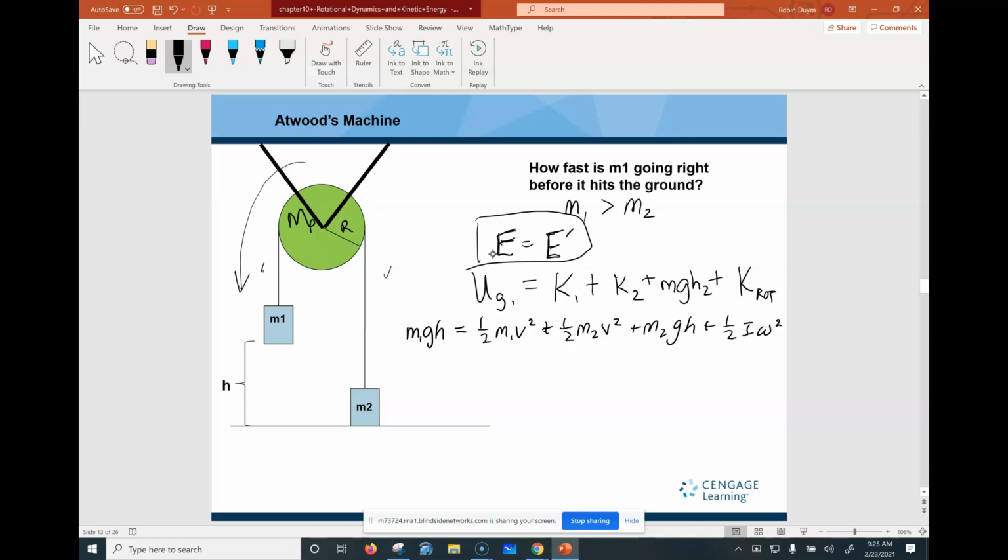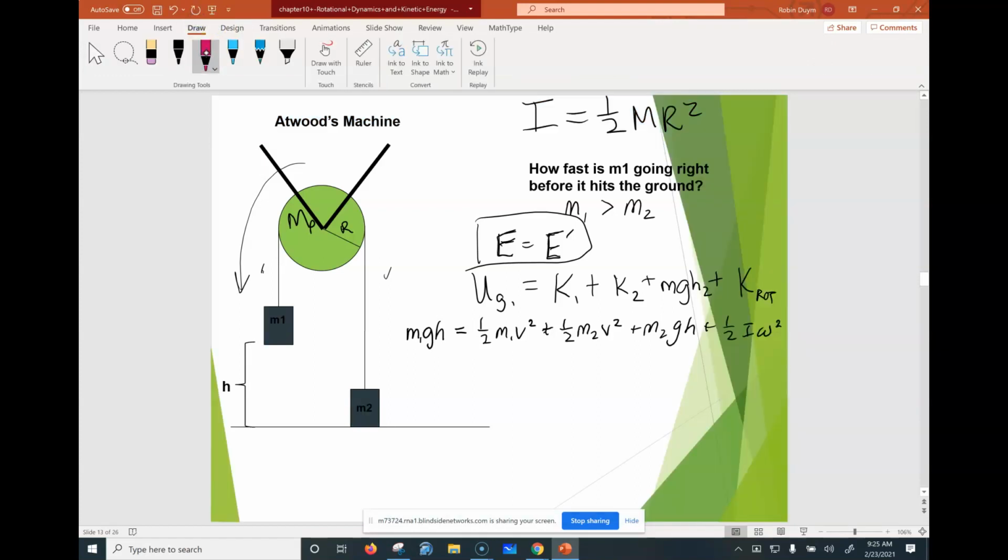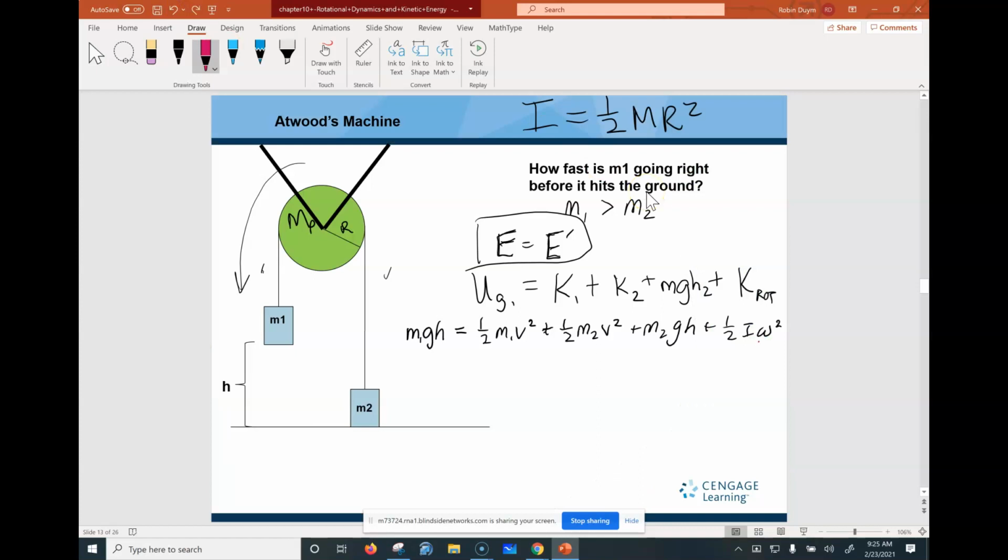Did I write it on the other page? It's a disk, so it should be 1/2 I omega squared. So 1/2 mr squared, hopefully. Okay, so we want to find the linear speed, and everything looks great until we get to this guy. What do you think we're going to do?